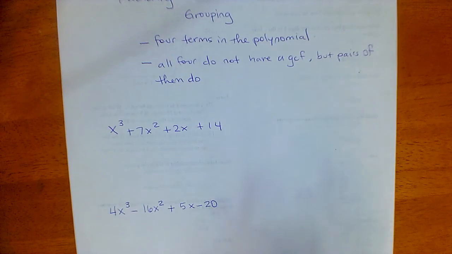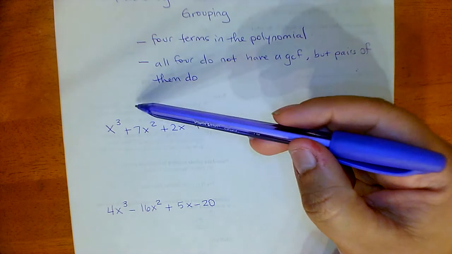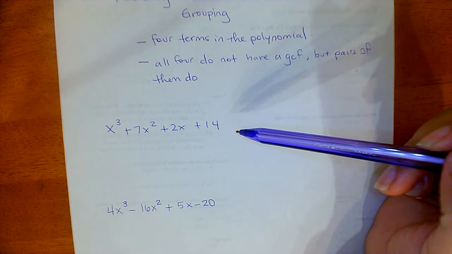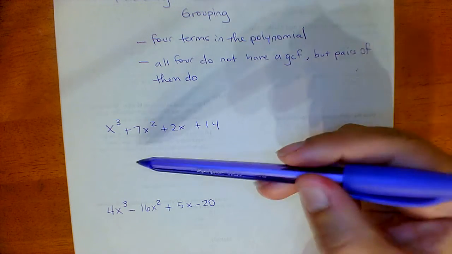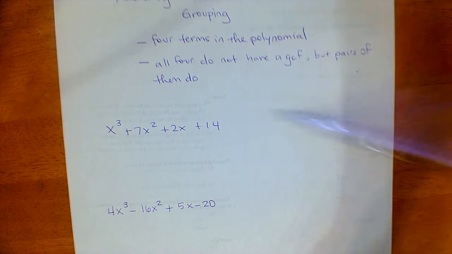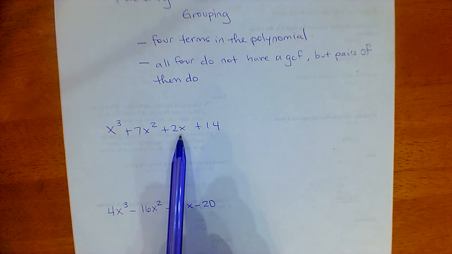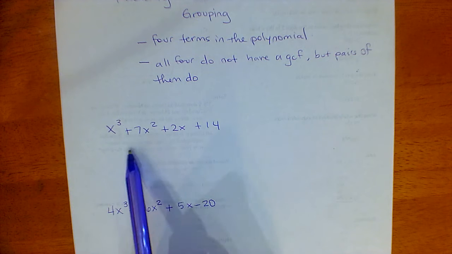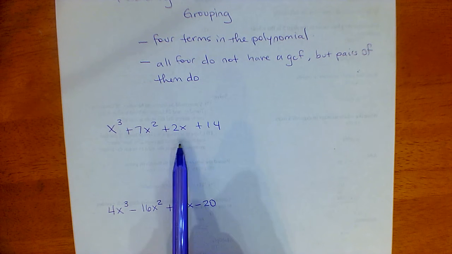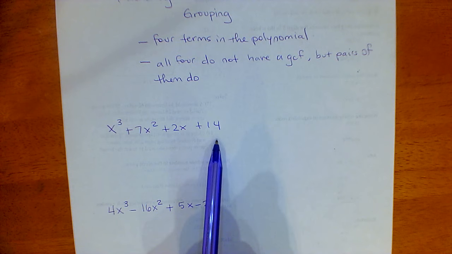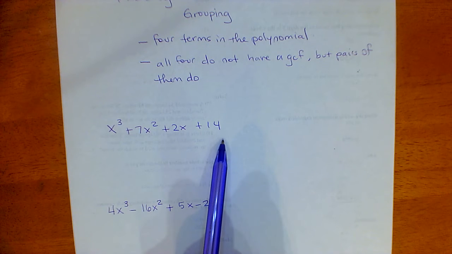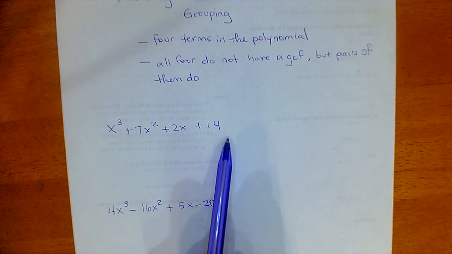So for example, if we have something like x to the third plus 7x squared plus 2x plus 14. On their own, these 4 terms in this polynomial do not have common factors. These 3 all share an x, but this one does not. The 7 and the 14 are divisible by 7, but 2 and 1 are not. The 2 and the 14 are divisible by 2, but the 7 and the 1 are not. So this is not something I can use my greatest common factor method on.